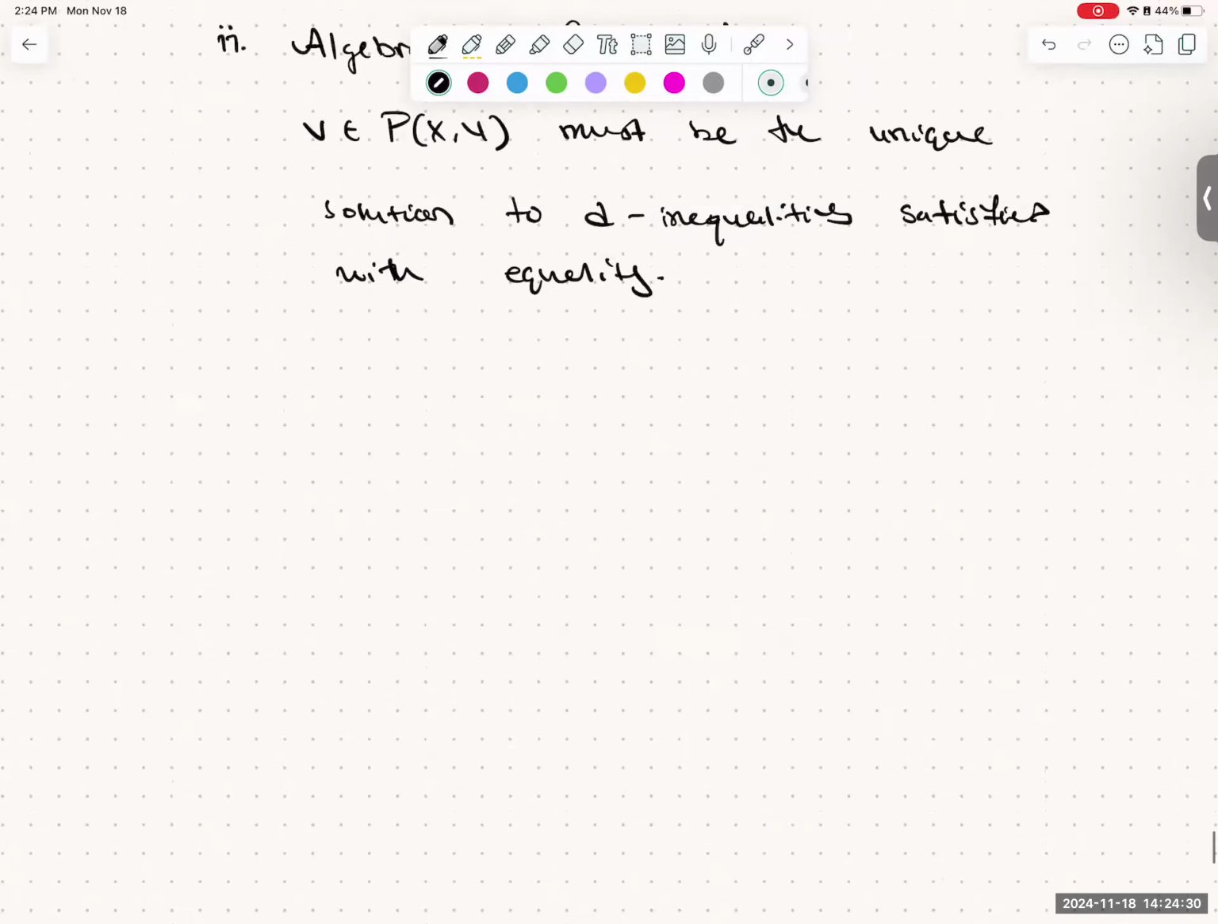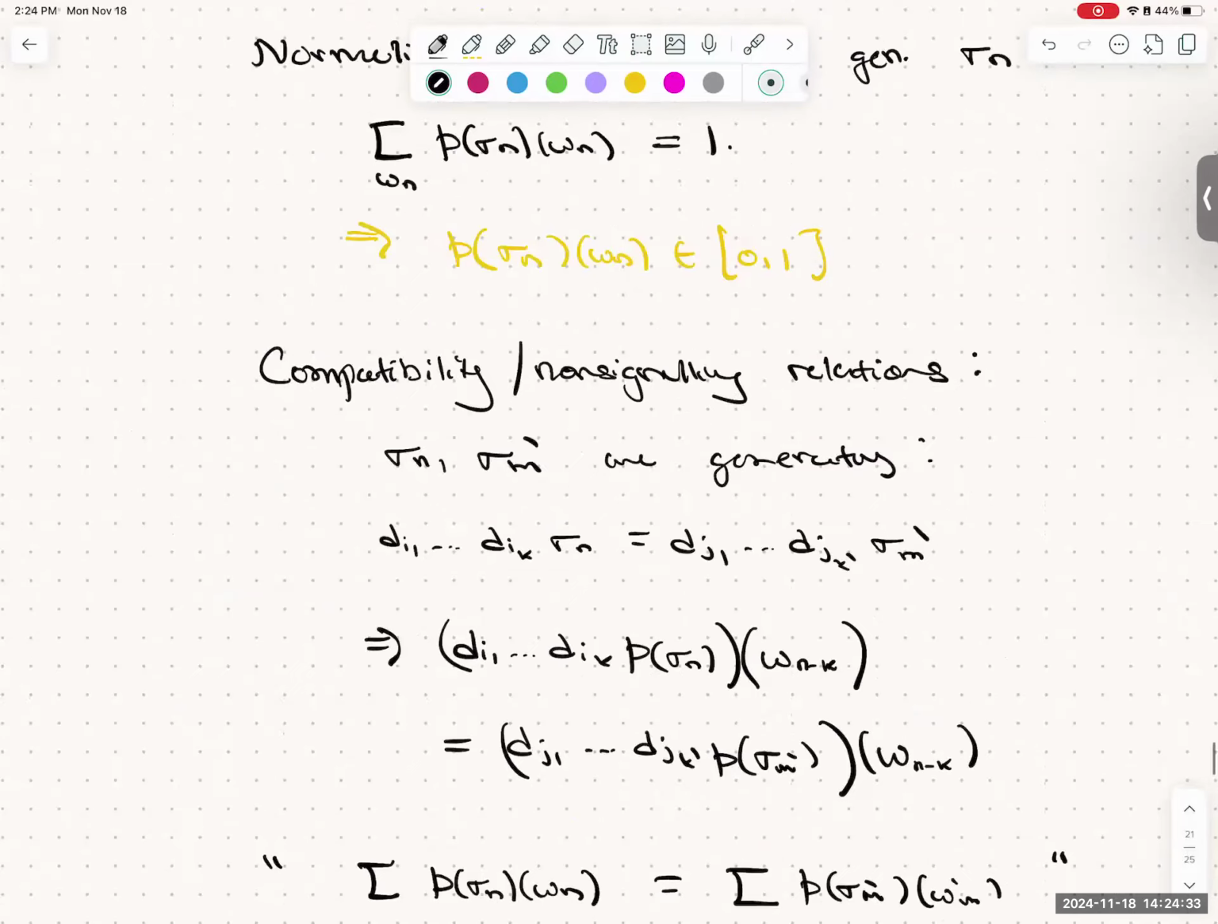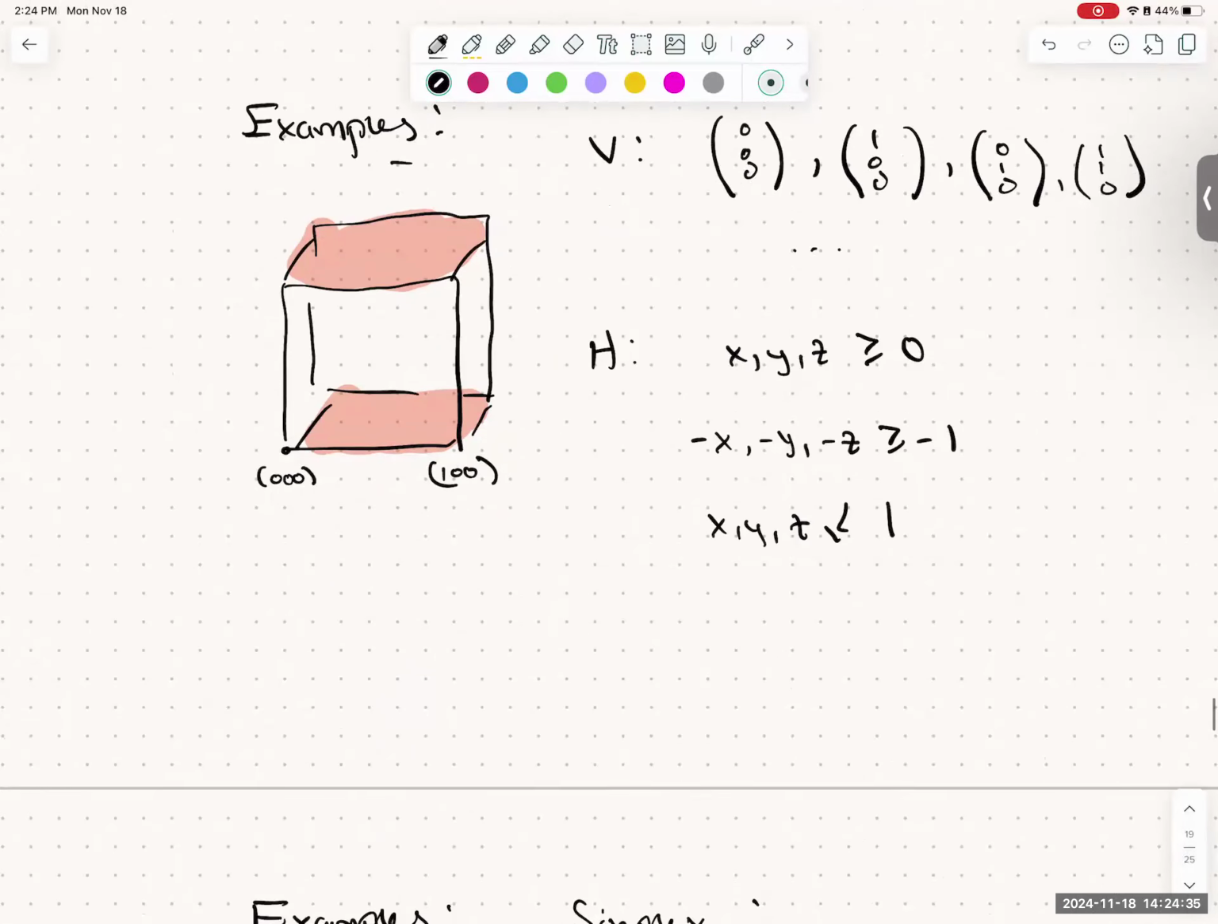So what do I mean by this? If I go back to this cube example, the cube is a good one. So if I go back to the cube example, what exactly is a vertex? So let's pick maybe this one.